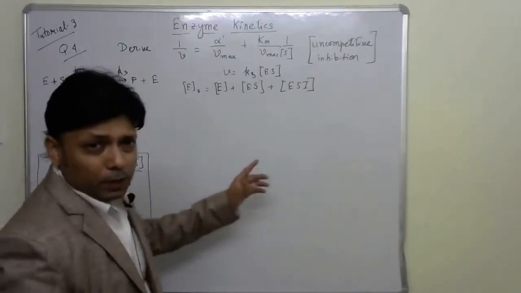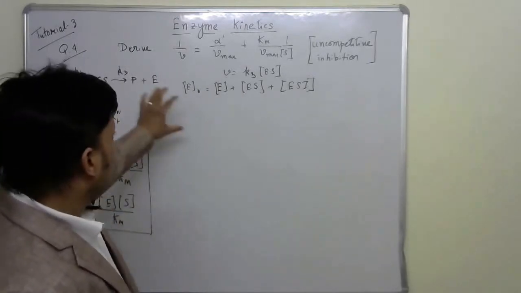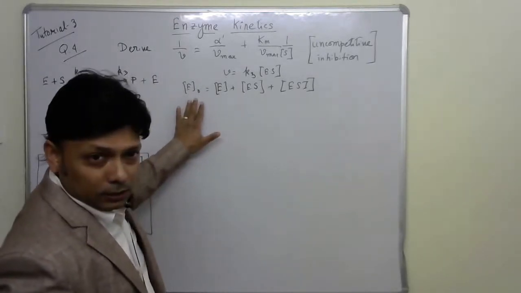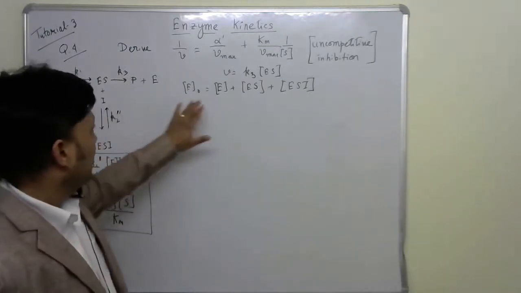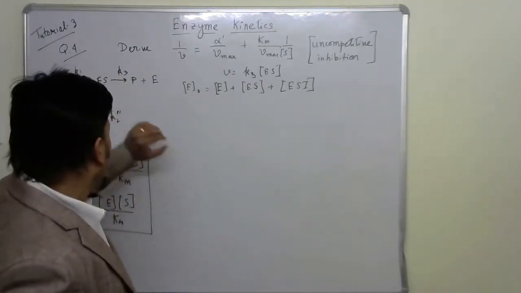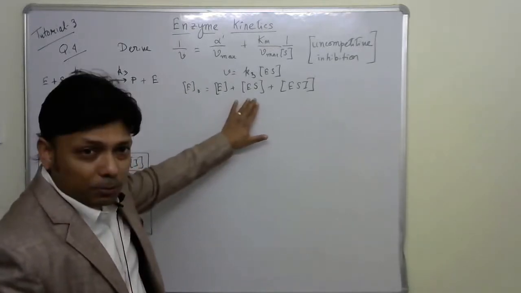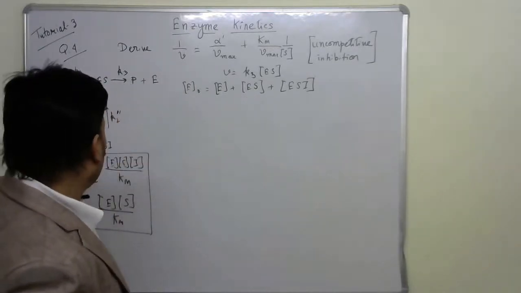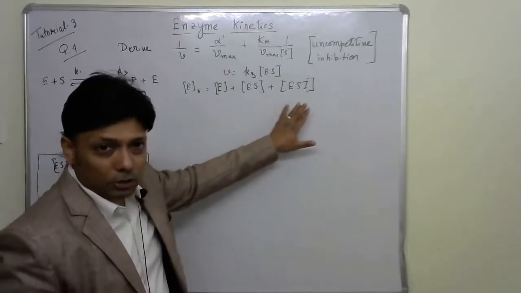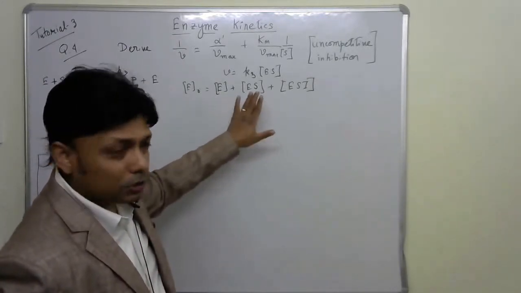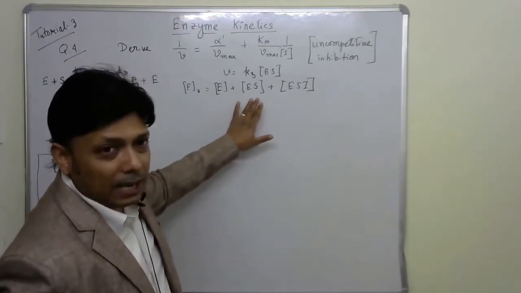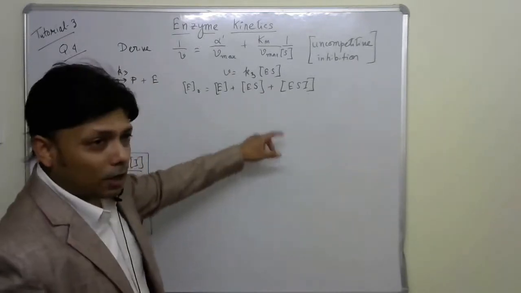Okay, so before we begin, I apologize for a mistake. The E naught, the total enzyme concentration we started with, should be any unreacted enzyme E plus enzyme present in the enzyme substrate complex ES and enzyme substrate inhibitor complex ESI. So before, by mistake, I have written EI. So just pardon me, it should be ES. Okay, so this is the correct expression.